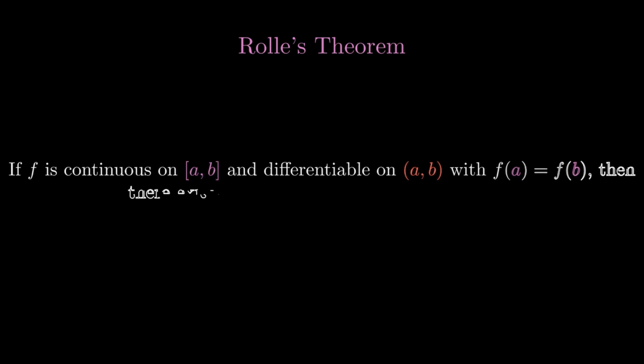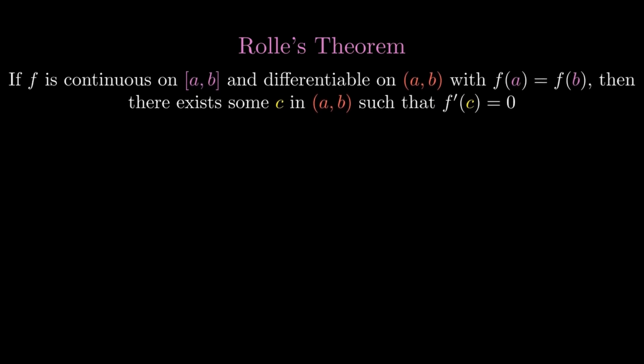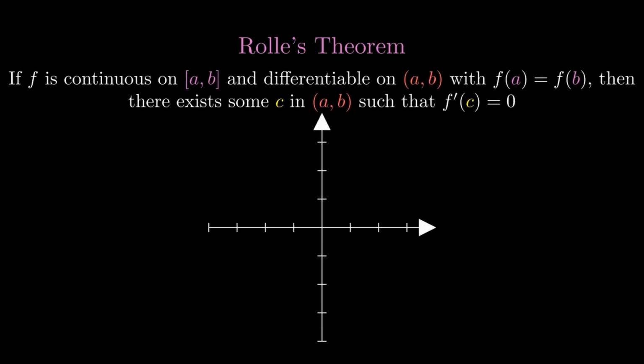The theorem is as follows. If f is continuous on the closed interval a, b, and differentiable on the open interval a, b, with f of a equal to f of b, then there exists some value c in the open interval a, b, such that f prime of c is equal to 0. The proof for this theorem is actually quite simple if we utilize the two facts we just proved.